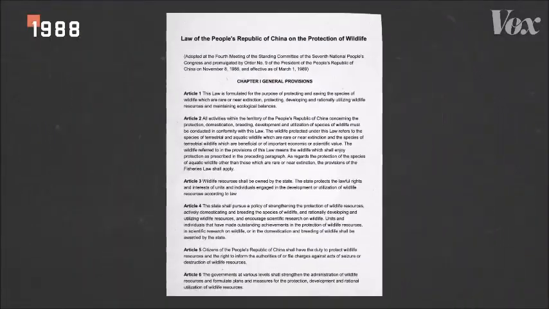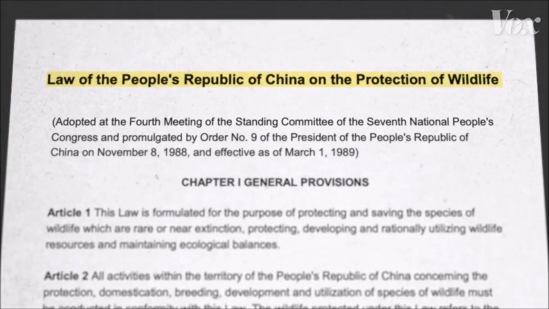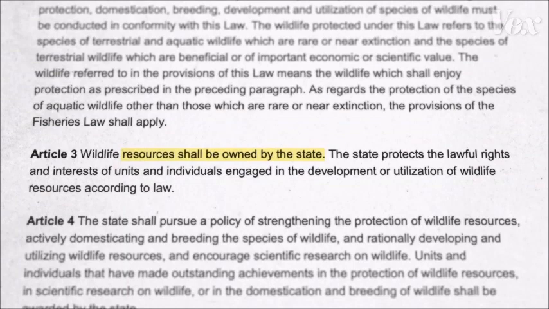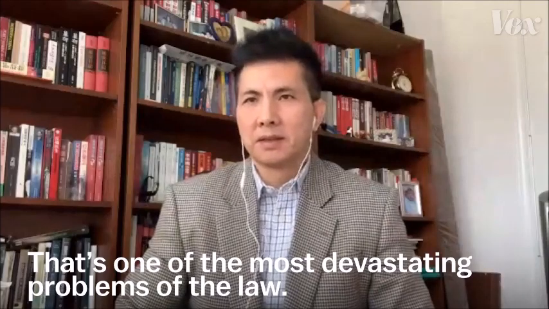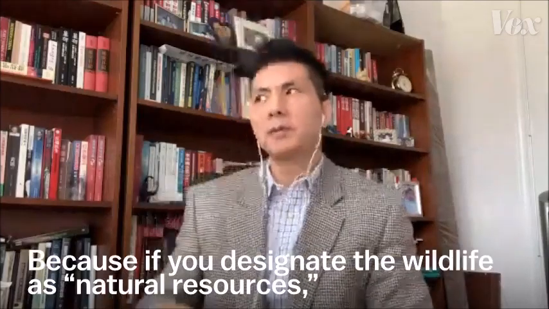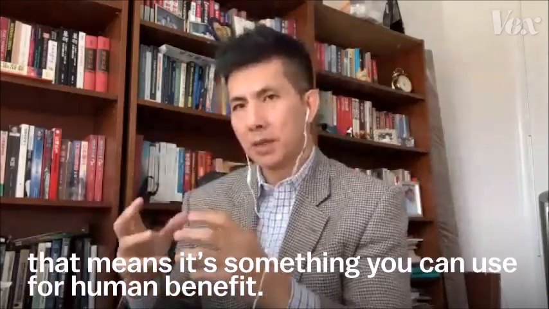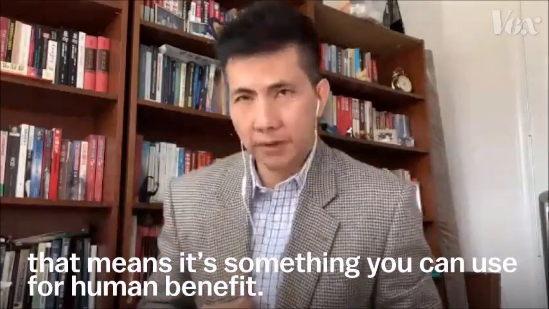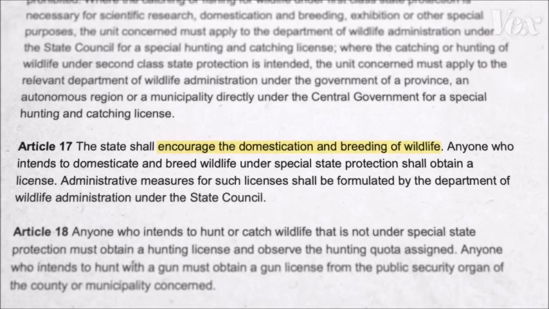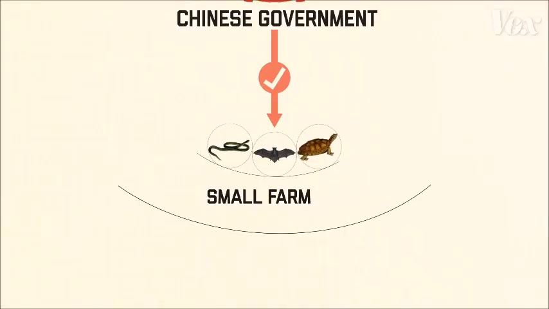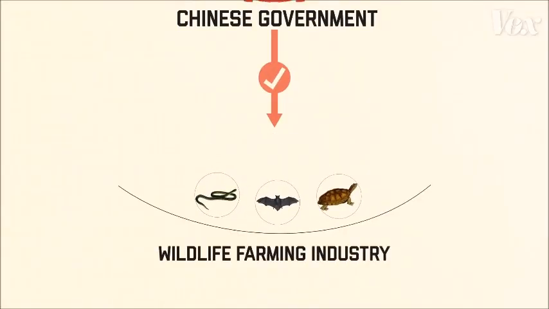But then in 1988, the government made a decision that changed the shape of wildlife trade in China. They enacted the Wildlife Protection Law, which designated the animals as resources owned by the state and protected people engaged in the utilization of wildlife resources. That's one of the most devastating problems of the law, because if you designate the wildlife as a natural resource, that means it is something you can use for human benefits. The law also encouraged the domestication and breeding of wildlife. And with that, an industry was born.